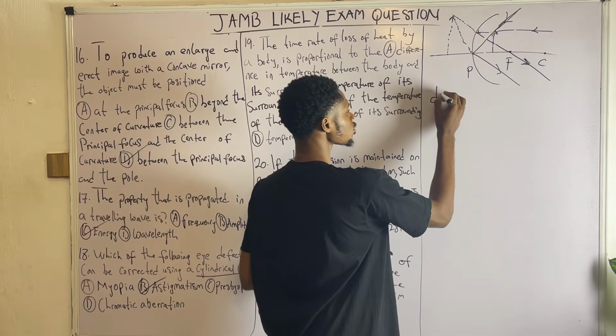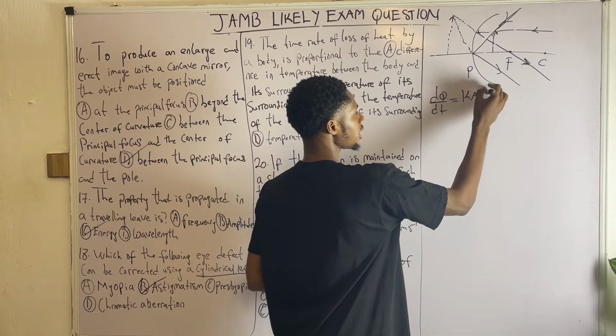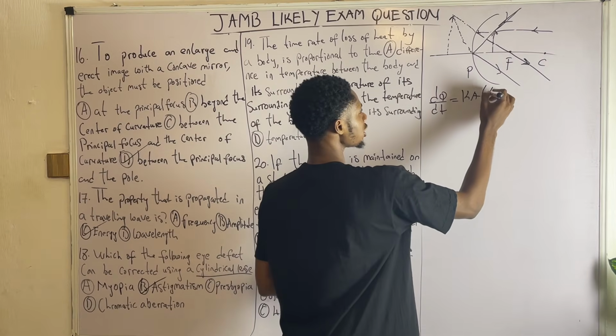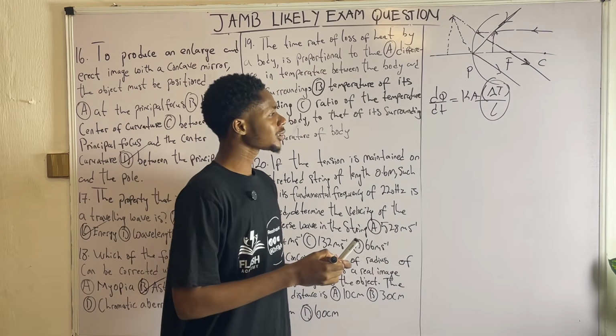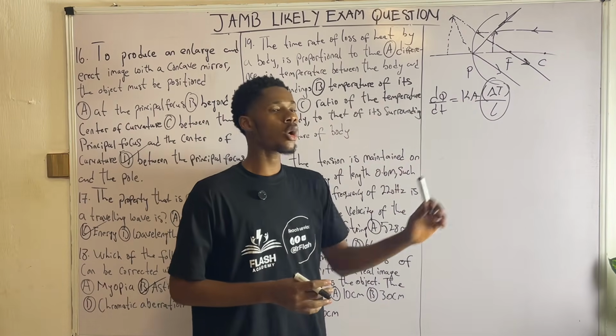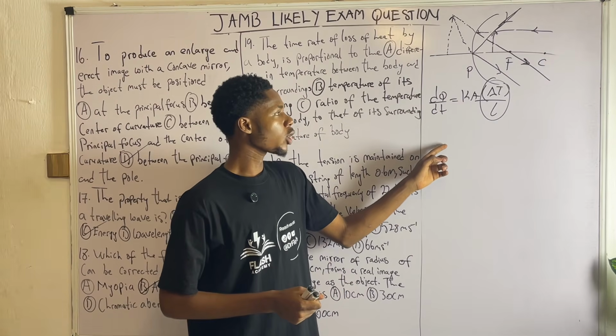The time rate of loss of heat, dQ/dt, is equal to a constant k times the change in temperature over L. This is also called the temperature gradient. Now this is actually called Newton's law of cooling effect. That is, the rate of heat loss is equal to what now?